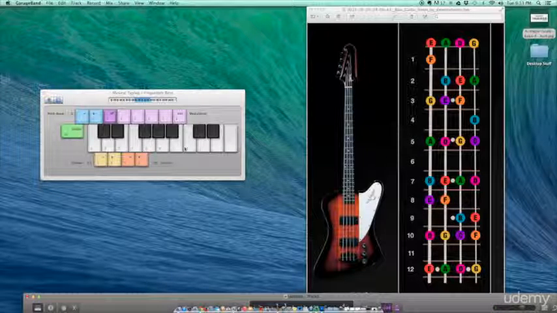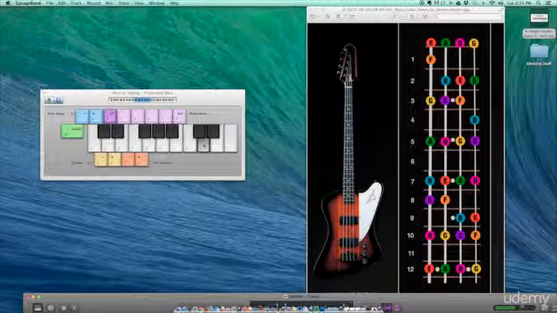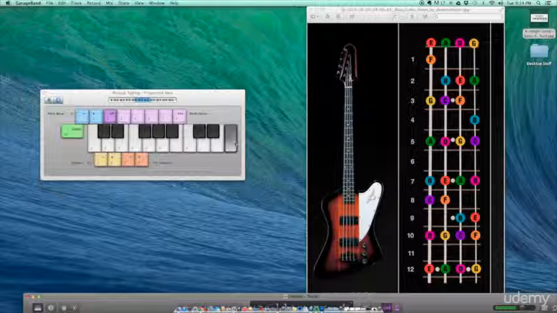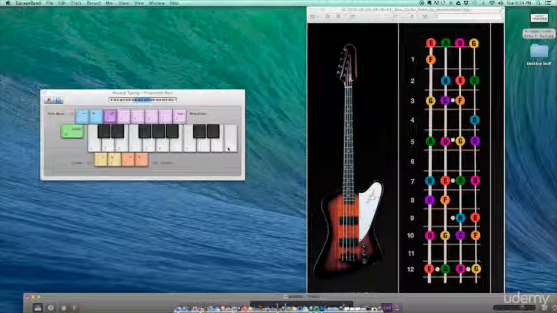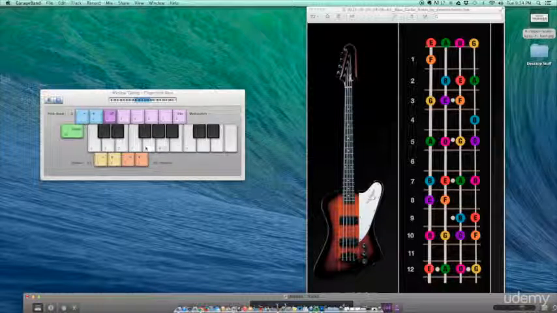There's only 7 different letters in the musical alphabet. So this would be C, this would be D, this would be E, this would be F, and if I had a bigger keyboard on screen, it would just repeat. C, D, E, F, G, A, B, C, D, E, F, and so on. It's the same idea with the bass guitar over here. It's the same pattern of notes.